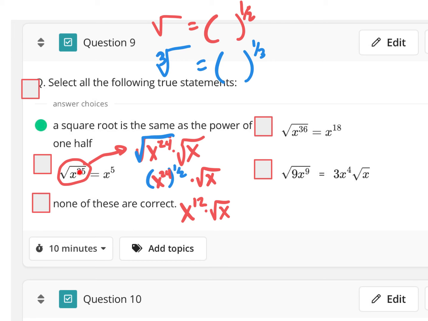So the correct answer to the square root of x to the 25th is x to the 12th times the square root of x, not x to the 5th. So that's definitely wrong, okay? Let's move on over here.